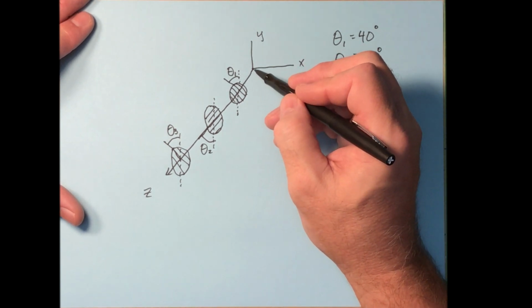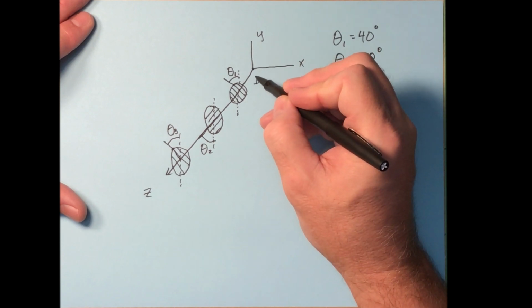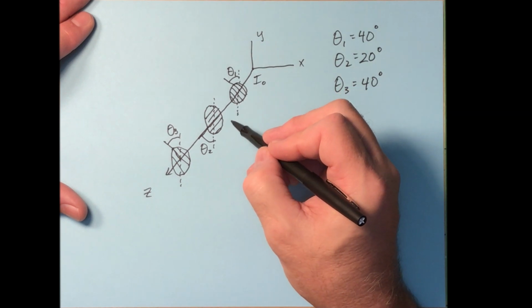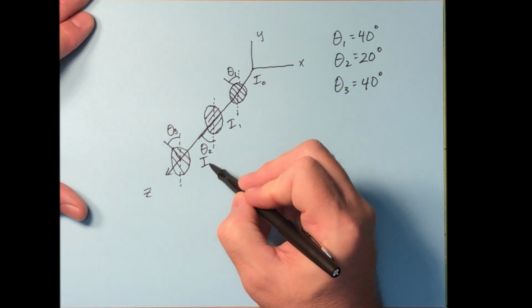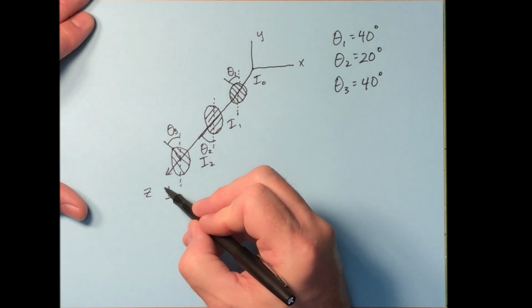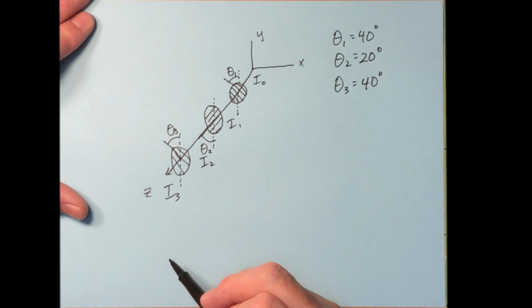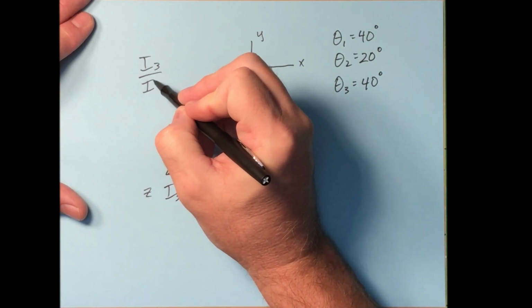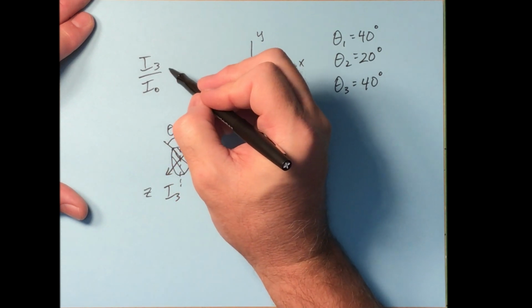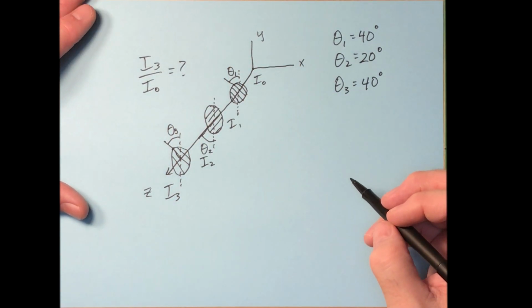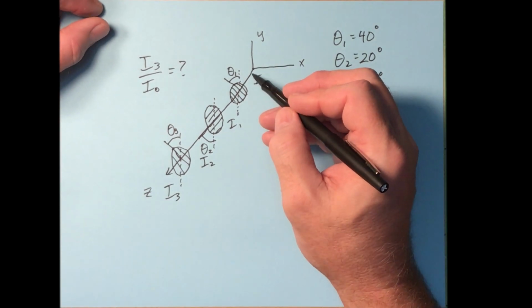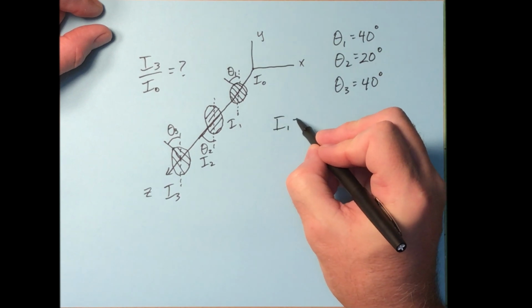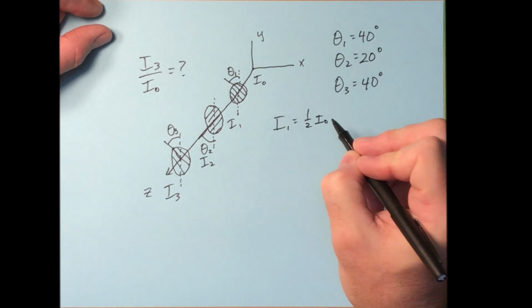Now the question is, when it goes in here, it has some intensity, I naught. But when it comes through the first one, it's going to have some intensity I1, some intensity I2 when it passes through the second one, and then some intensity I3 when it comes out of the third one. The question is, what is the ratio I3 over I naught? What is that equal to? Okay, we can figure this out. First of all, if it's unpolarized light going in, when it passes through this first one, then I1 is going to be 1/2 I naught.